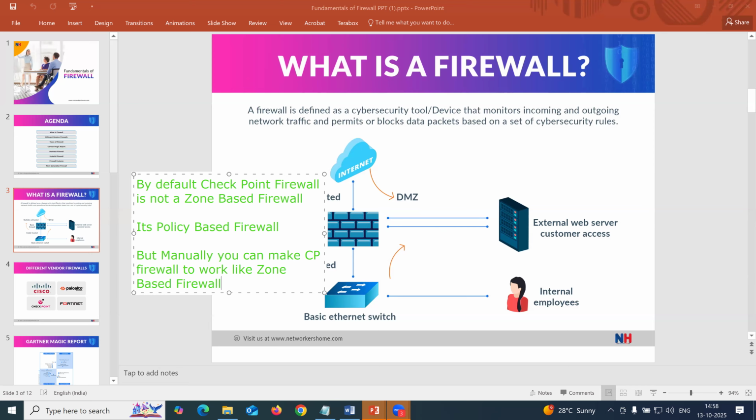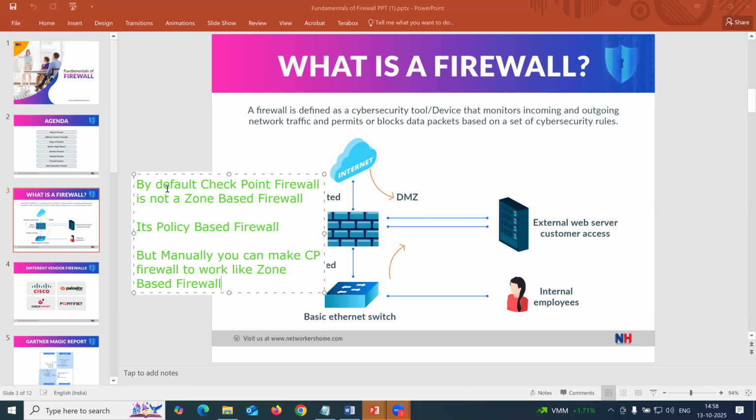By default, it will work like a policy-based firewall. Why do we call it a policy-based? What do you mean by policy-based? As per you, what is the meaning of policy? A predefined set of rules we have defined. According to you, what do you mean by policy? Policy and state.